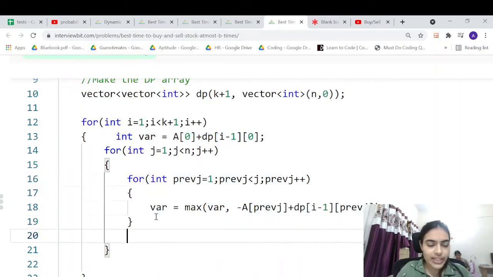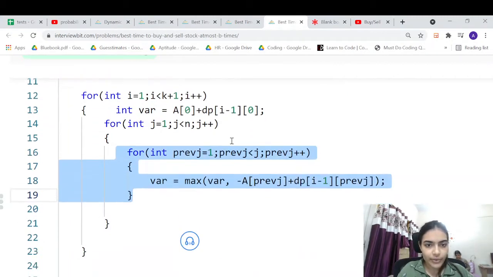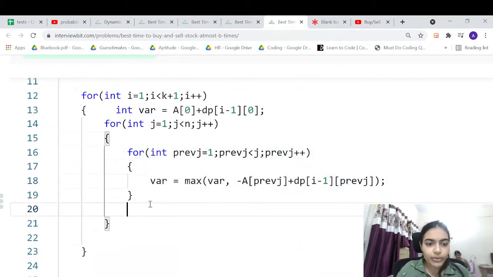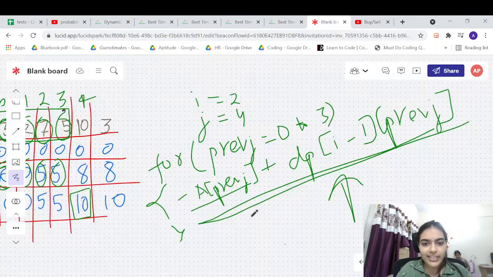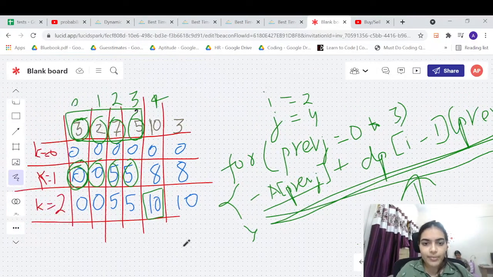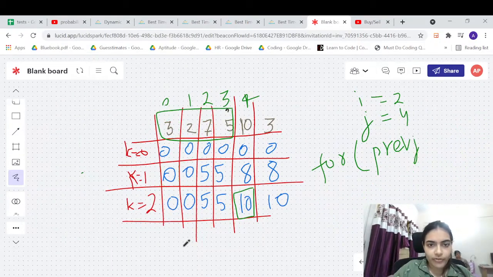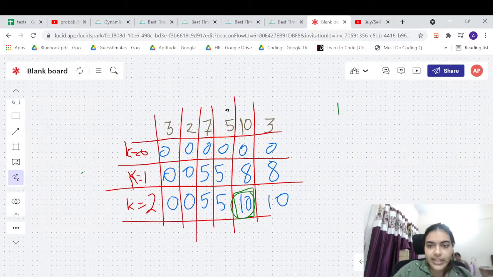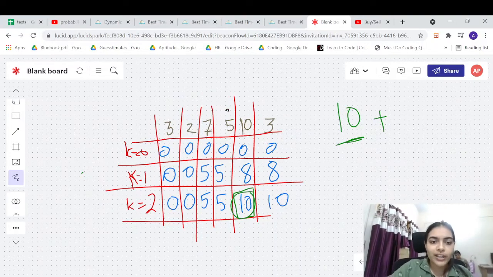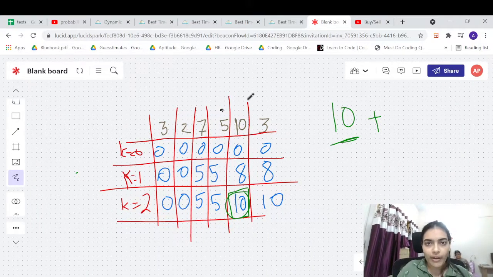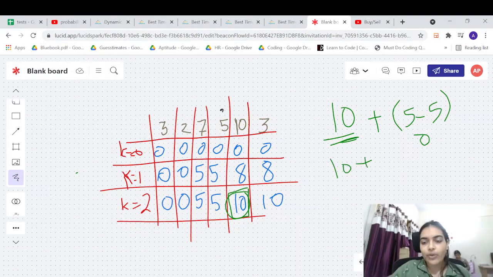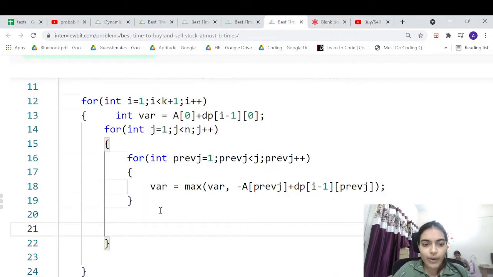Now after all this work is done, what are we going to do? After this work is done, you have to add the price 10. So whatever value comes maximum of this, let me take one example. When we are looking at this case, what will be the best case profit? For this case you will have to add 10 with whatever maximum value we just got after running the for loop. In this case the best case possible value will be 5 minus 5, which will be 0. So you have to add 10 plus 0, and you would have got 10 as the answer. So you have to add 10 also.